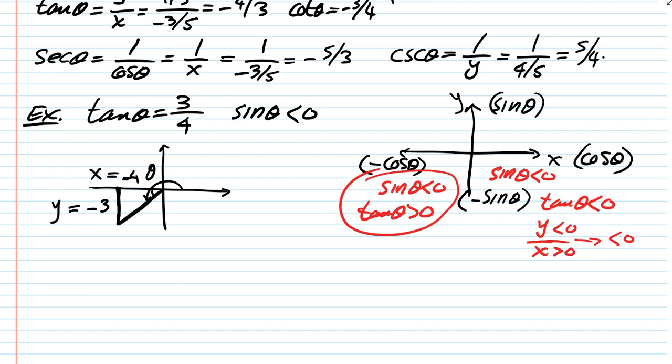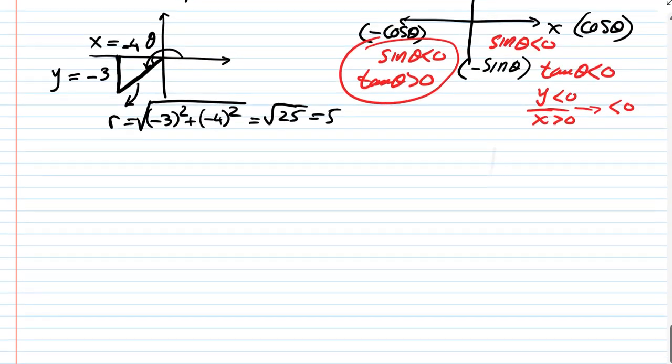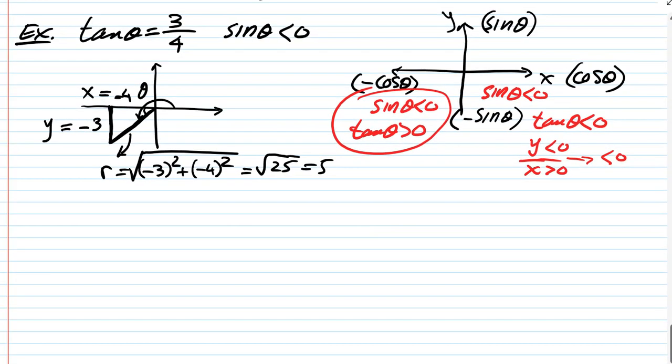Now, the radius, using Pythagorean, is going to be the square root of negative 3 squared plus negative 4 squared. And that's going to be the square root of 25, or 5. So this is not a unit circle. It is not a unit circle. This is a circle of radius 5. But whatever it is, now we can just quickly get these answers.